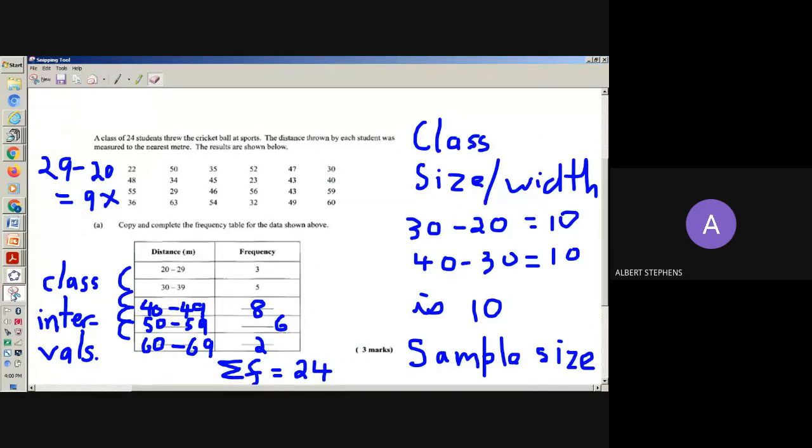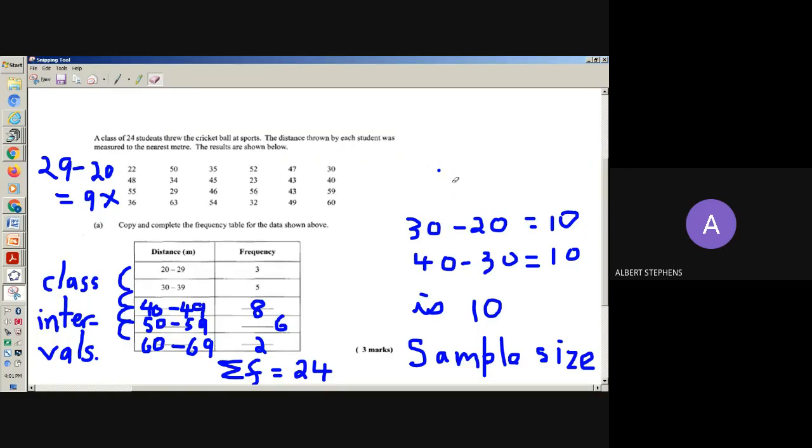So we looked at so many things. You have class intervals, you have class limits, lower class limit, upper class limit, and you have class size, class width, or sample size. Is everybody following? Does everybody understand the definitions, how they differ, and can locate them? I hope so.